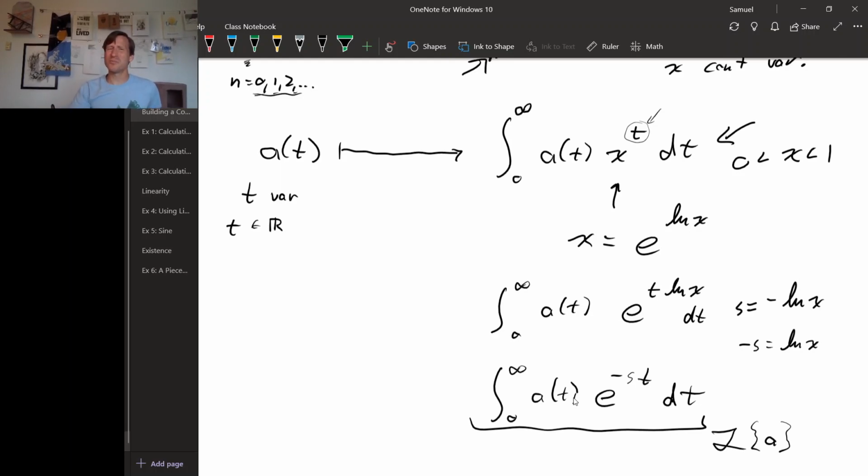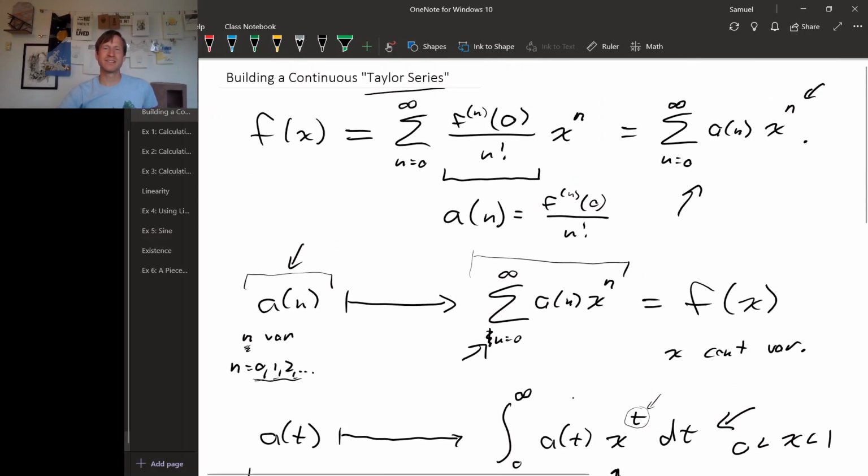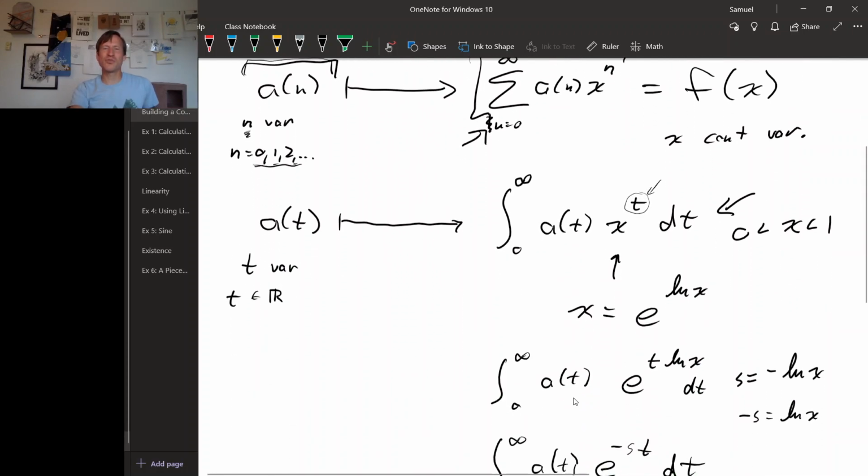So the Laplace transform is kind of like a continuous version of a Taylor series. Thinking about it that way maybe doesn't give you much intuition for what it's doing, but hopefully it gives you some idea of why this formula is where it is, and the role that the Laplace transform plays. Just like the Taylor series somehow turns a coefficient function into a full-blown function, the Laplace transform transports you from one way of looking at a function to a different way of looking at a function.